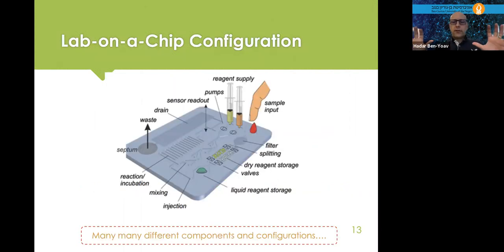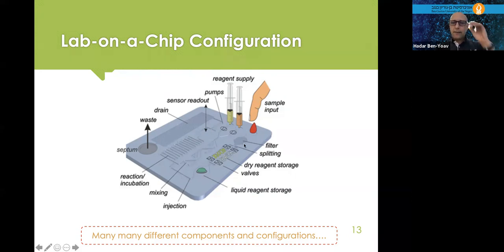So after we categorize those lab on a chip devices, let's see how you can configure the components you have in a lab on a chip and how they are connected to each other. Here's a nice scheme that shows almost all the components that could be in a lab on a chip, but also shows the organization. See how organized or configured it is. You have the inlet where you input the sample, then it goes through different processes. See how many processes of sample preparation, because we take the sample, and now we need to detect some molecules inside, but first you need to prepare it.